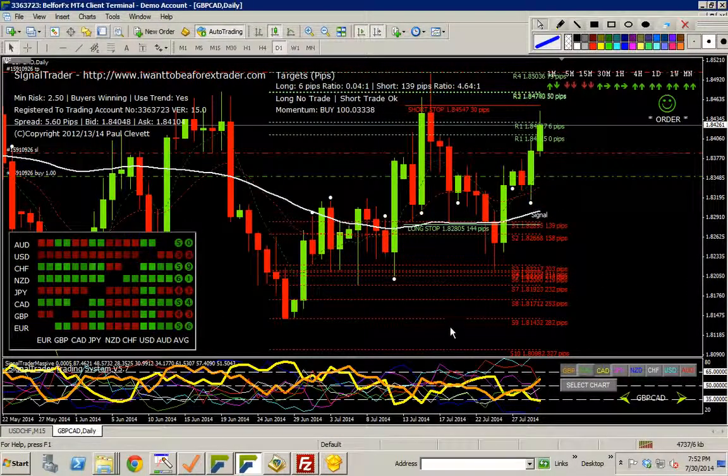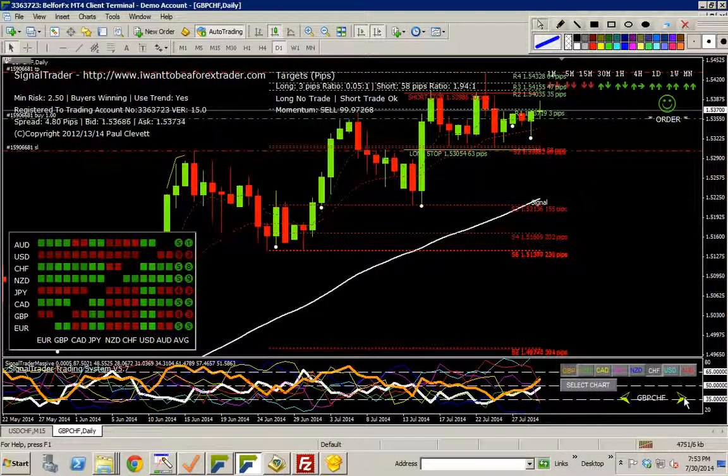So basically the red lines are supports and the green ones are resistances. So flip through the charts. So we've got GBP CHF. We've actually got a robot trade sitting on it that's been in for 3 days. It entered here on that candle there. So I'm going to show you how you can trade support and resistance very easily.